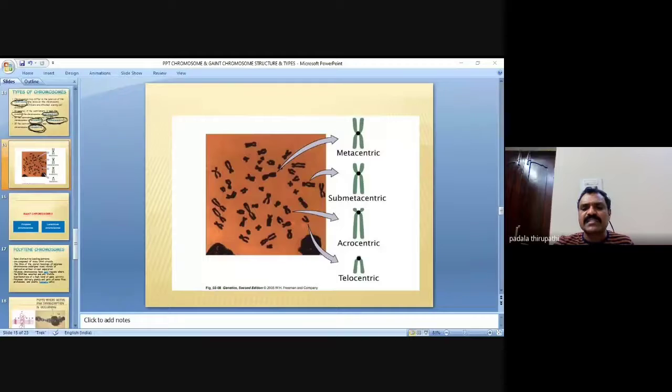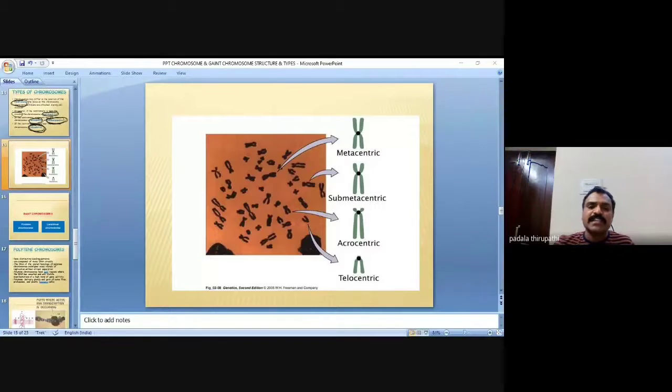Then the last one is the telocentric. In this telocentric, we observe only one arm. So the centromere is very clearly observed at one end of the chromosome. So these are the types of the chromosomes.